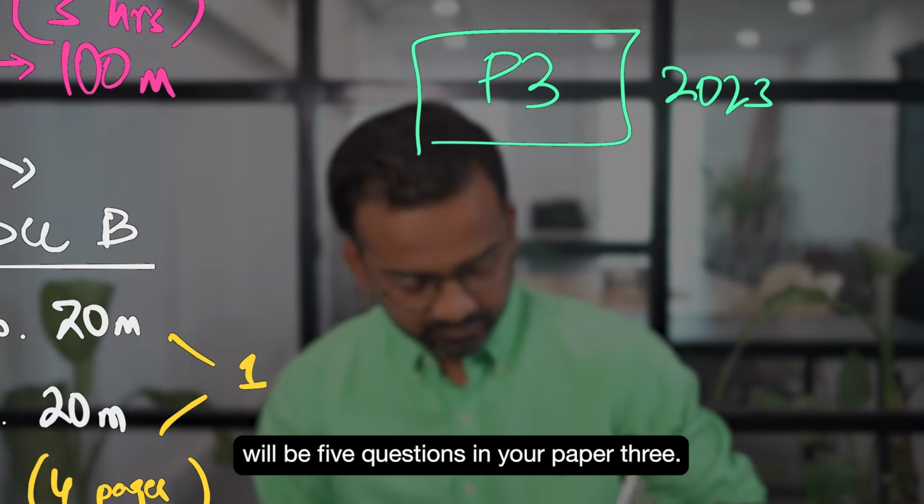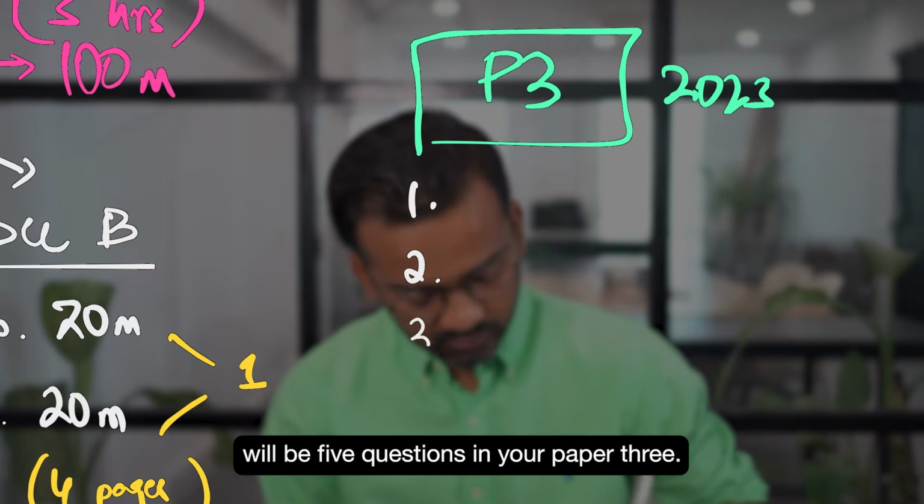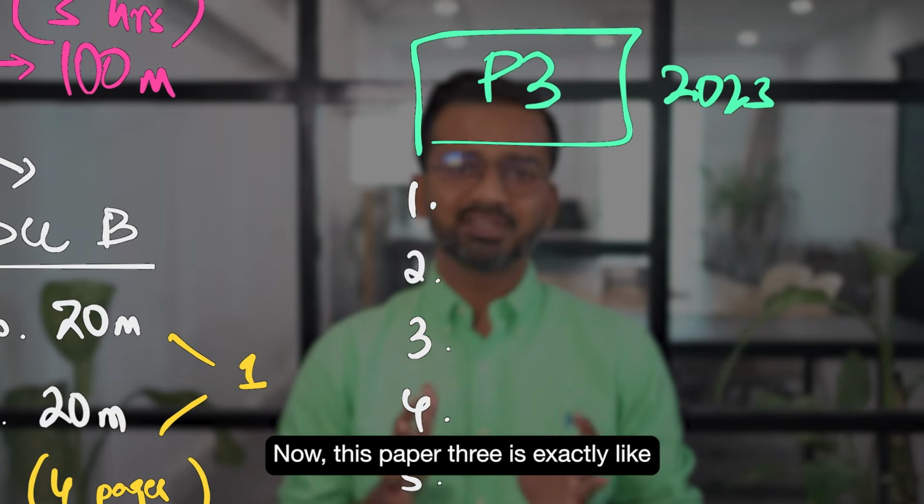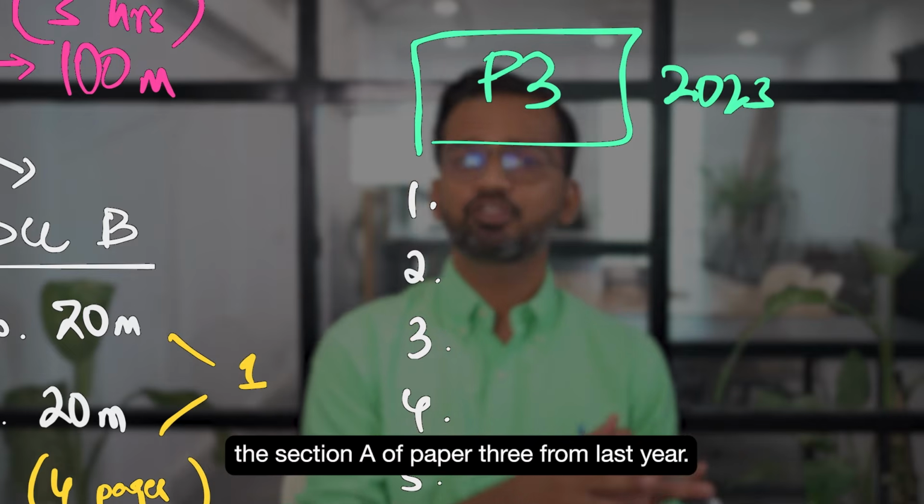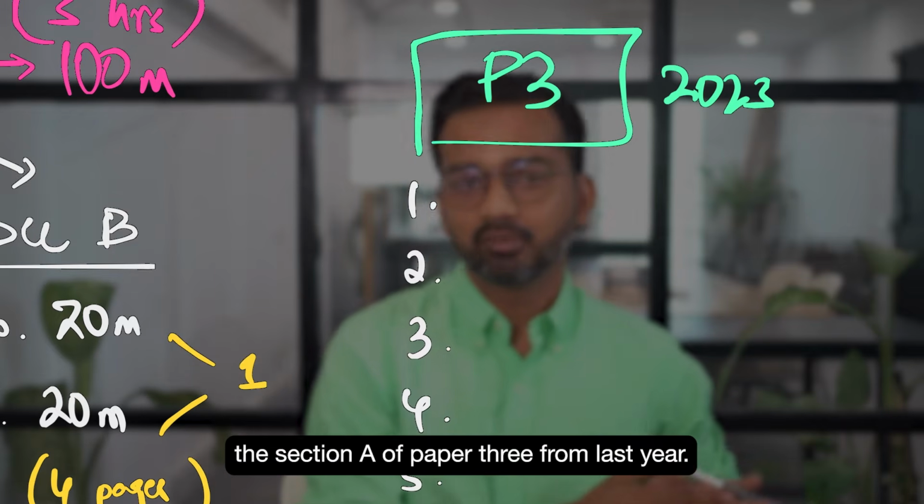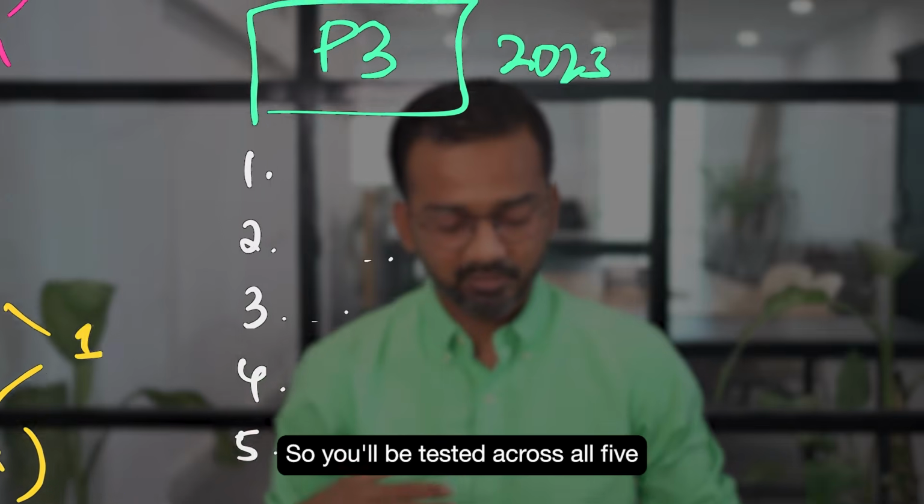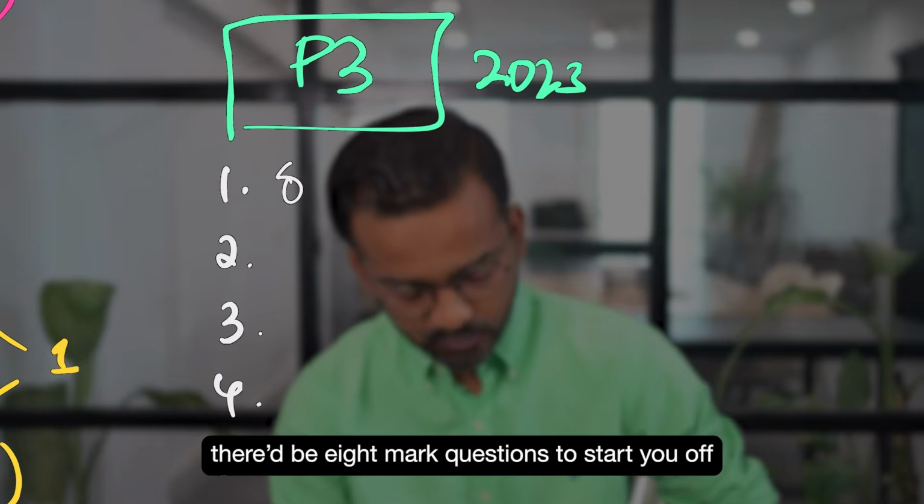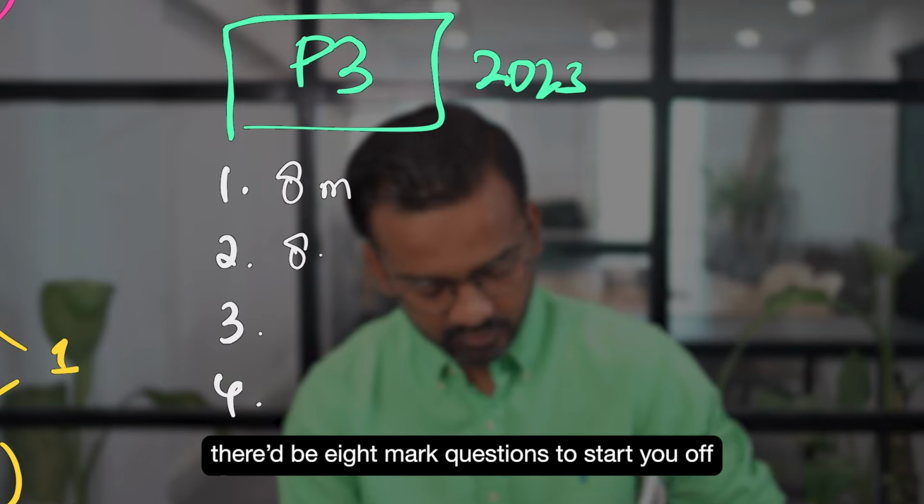This is what you are preparing. And there will be 5 questions in your paper 3. Now this paper 3 is exactly like the section A of paper 3 from last year. So you'll be tested across all 5 units, of course. But this time around, there'd be 2 8-mark questions to start you off.